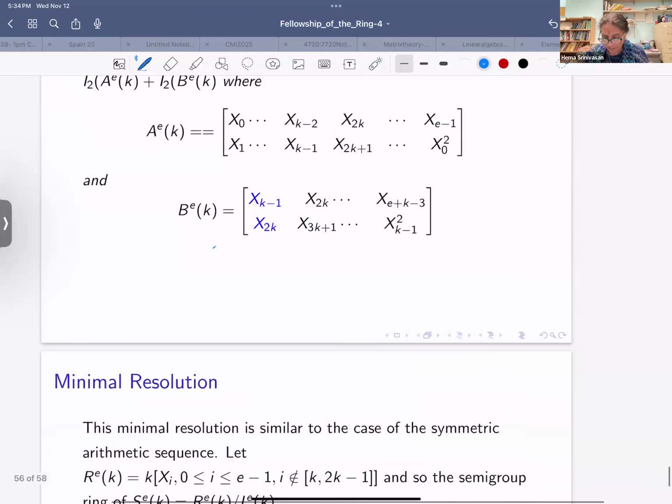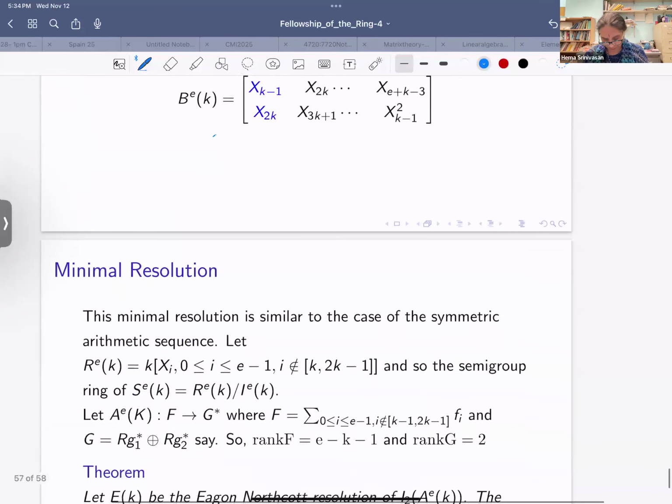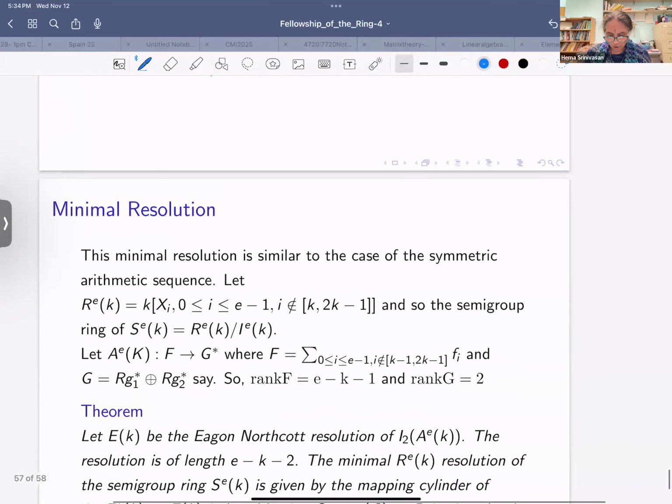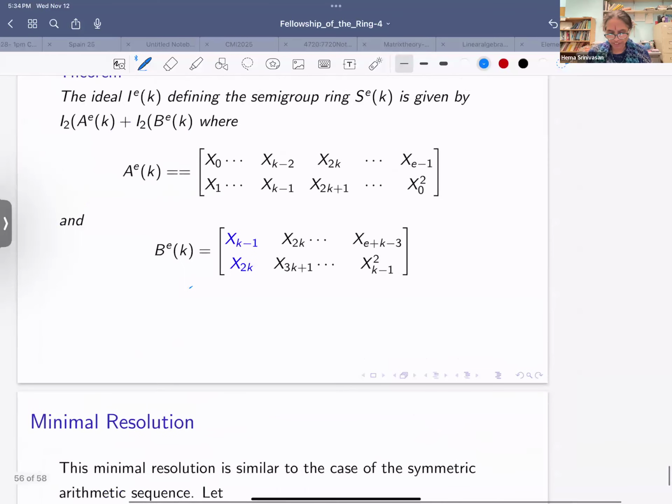So you can write the minimal resolution. It is very similar to the symmetric case of the arithmetic sequence, or the Sally semigroup, which we also wrote. What we do here is we look at this matrix A. This is generic, even though it doesn't look like it. It has the generic height because it is the numerical semigroup coming from an arithmetic sequence where e is congruent to 1 mod e minus 1. And that's the reason it is generic.